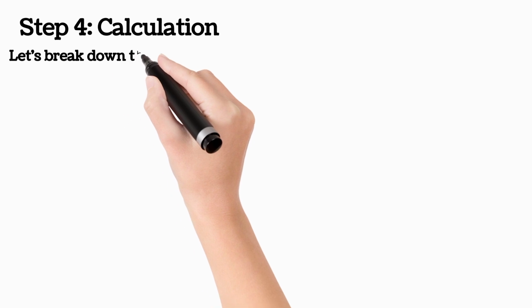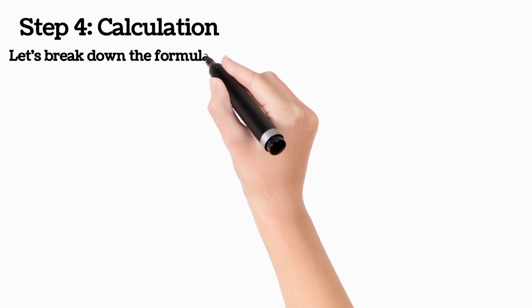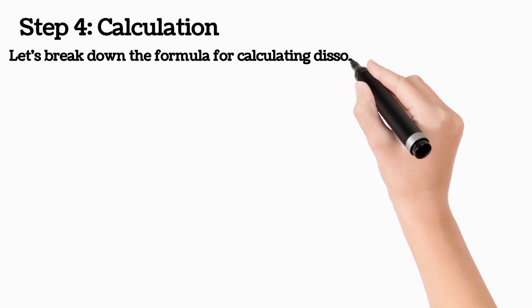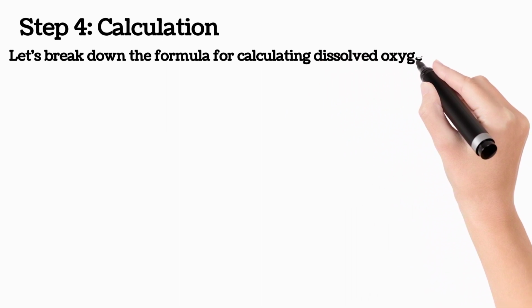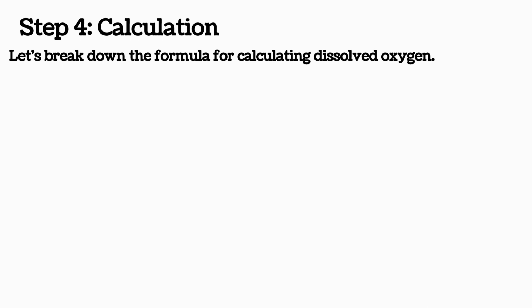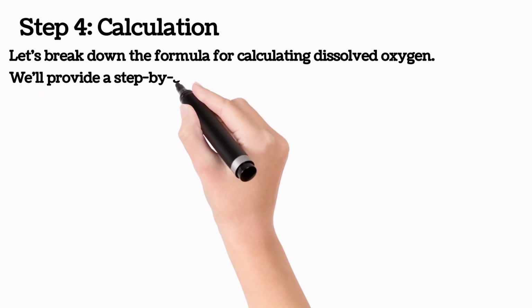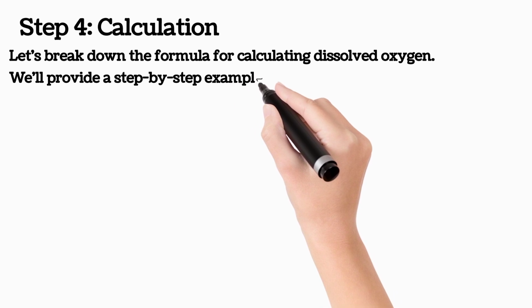Let's break down the formula for calculating dissolved oxygen. We'll provide a step-by-step example to make the calculation process clearer.